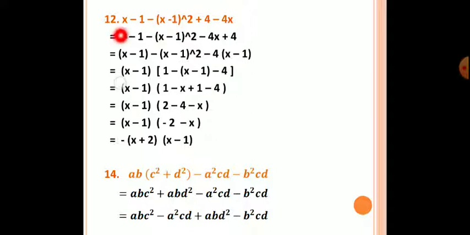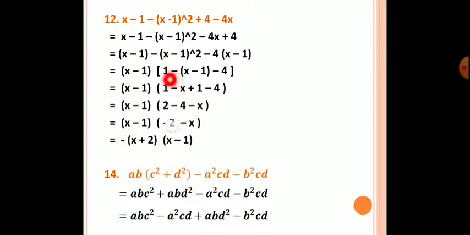Question number 12: (x - 1) - (x - 1)² + 4 - 4x. We are just rearranging this, so we have written minus 4x first and plus 4. Again, we write (x - 1) - (x - 1)². Take minus 4 common, so what is remaining is x - 1. Out of all these terms, we can take x - 1 common.